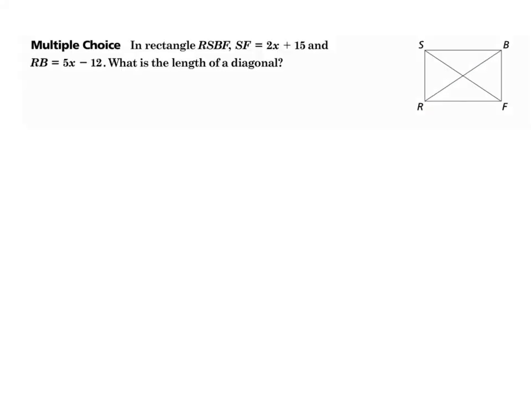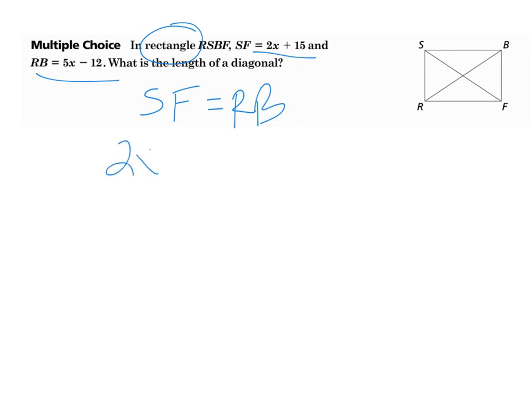Okay, our last example. In the rectangle to the right, keyword rectangle, SF is equal to 2x plus 15 and RB is equal to 5x minus 12. What is the length of a diagonal? We learned earlier that the diagonals of a rectangle are congruent to each other, which means that SF is equal to RB. And in this case, what that means is that 2x plus 15 is equal to 5x minus 12. Now you have algebra: solve for x, take your x, plug it back in, and you'll get your answer.